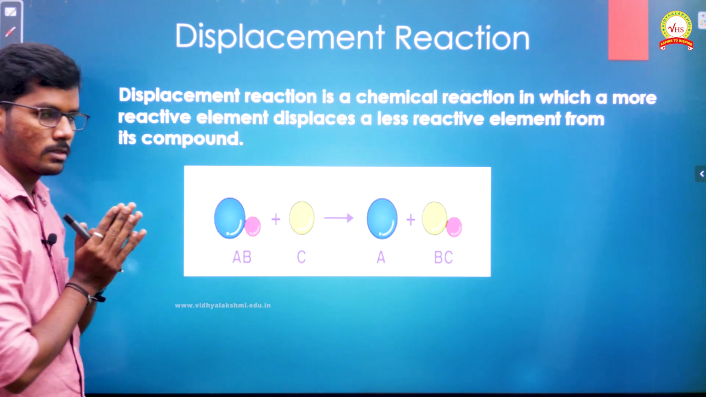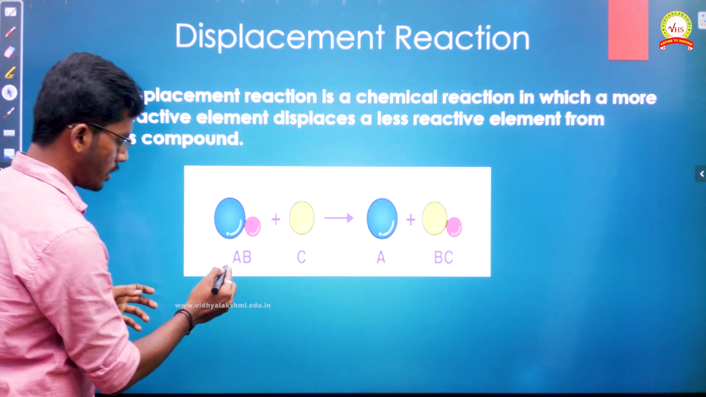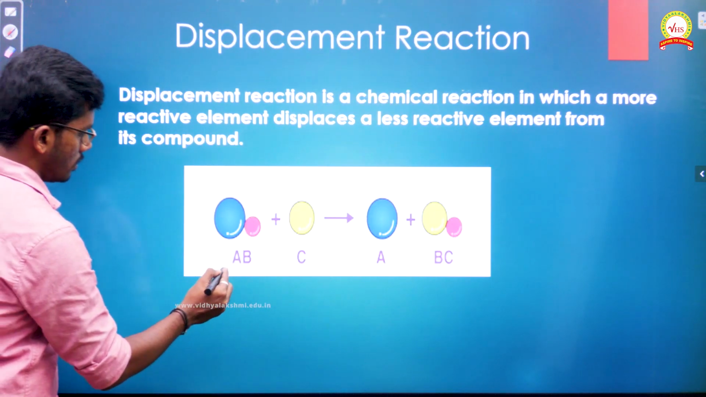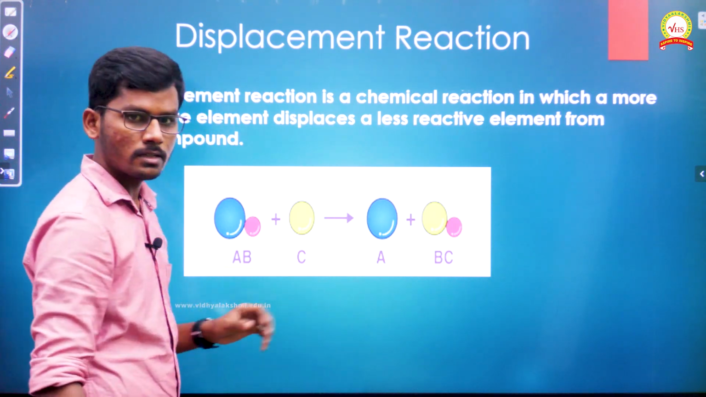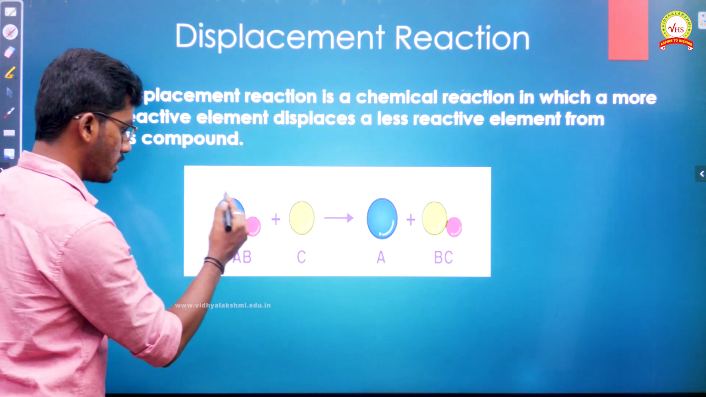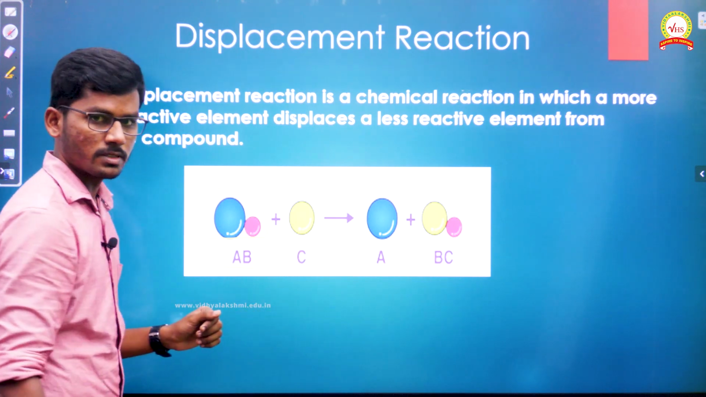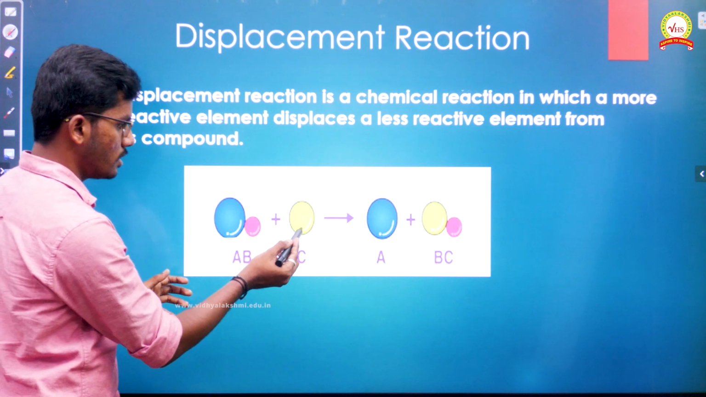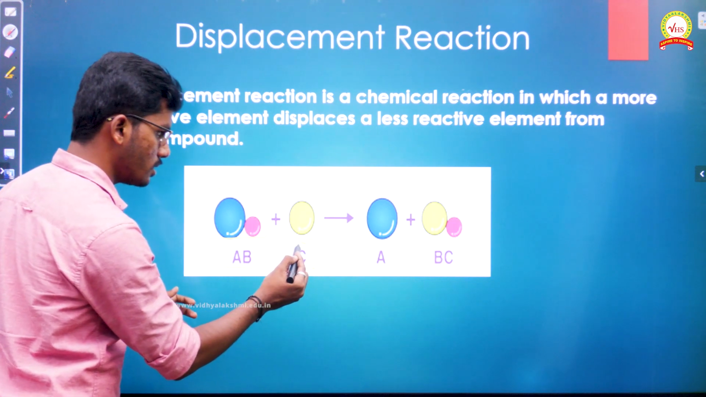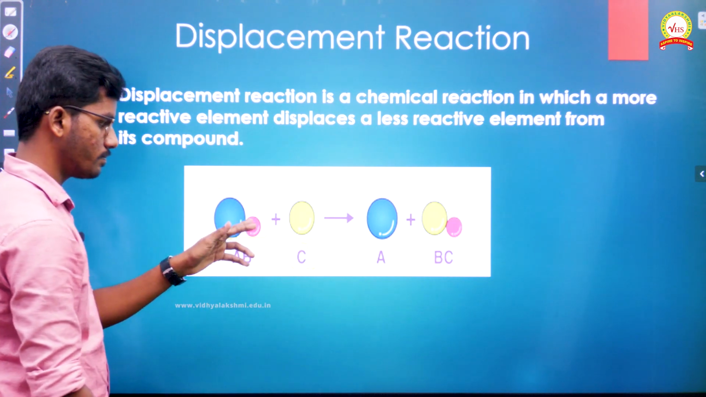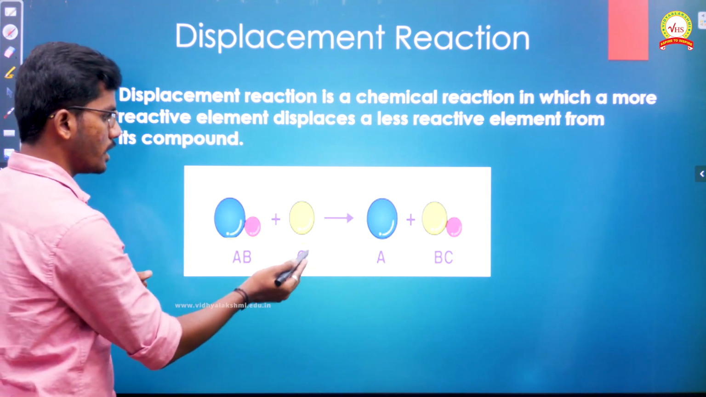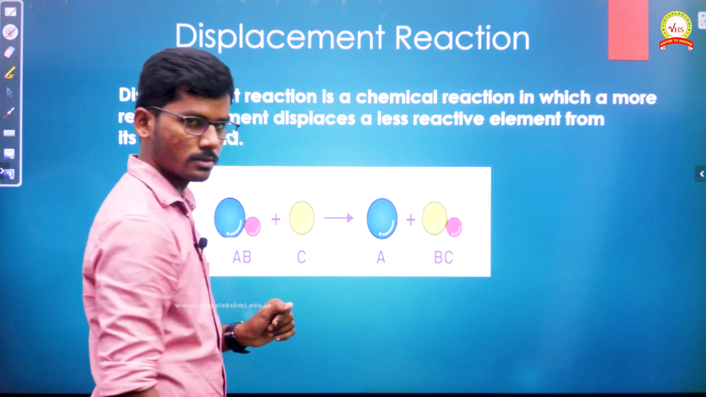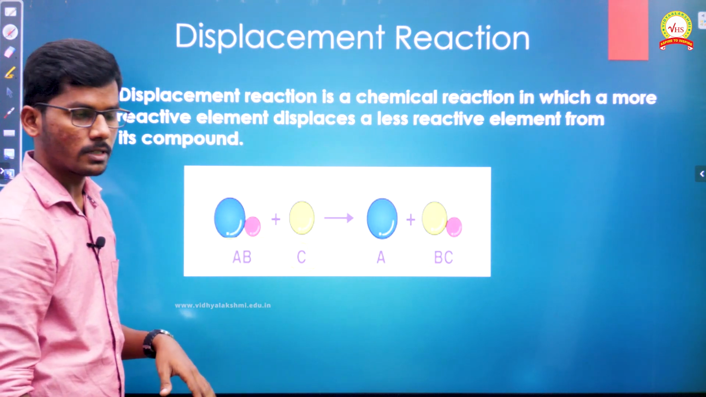If you see this diagram, there is a reactant AB reacting with a reactant called C. This is in a combined state and this is in a free state. Now in this reaction, you could see this reactant C is more reactive than B. So it displaces to form BC and A. This is what we call displacement reaction.